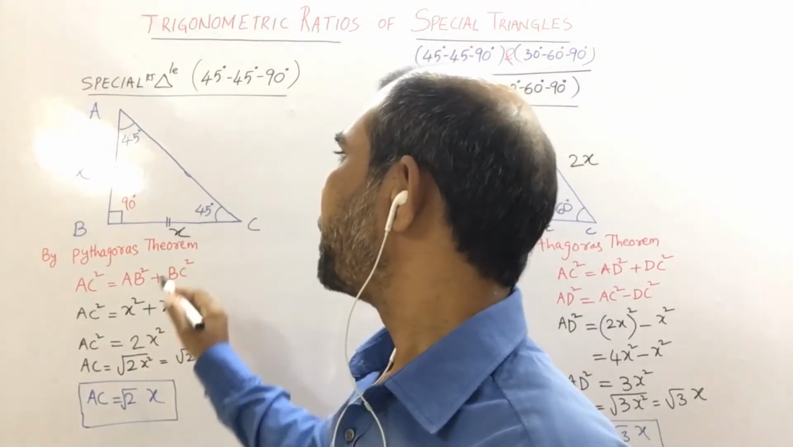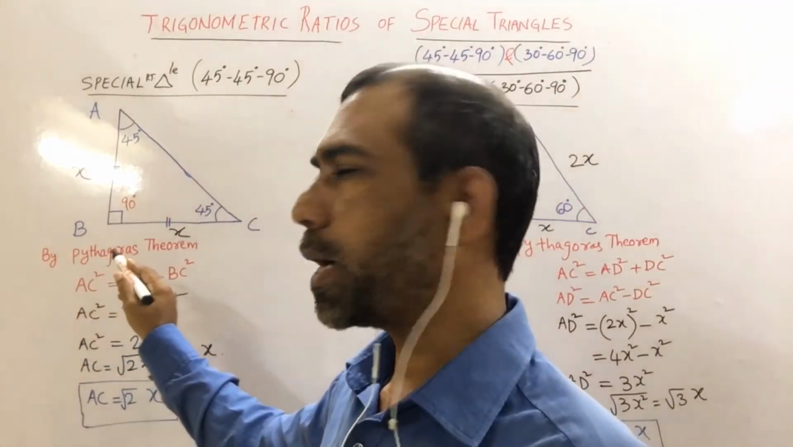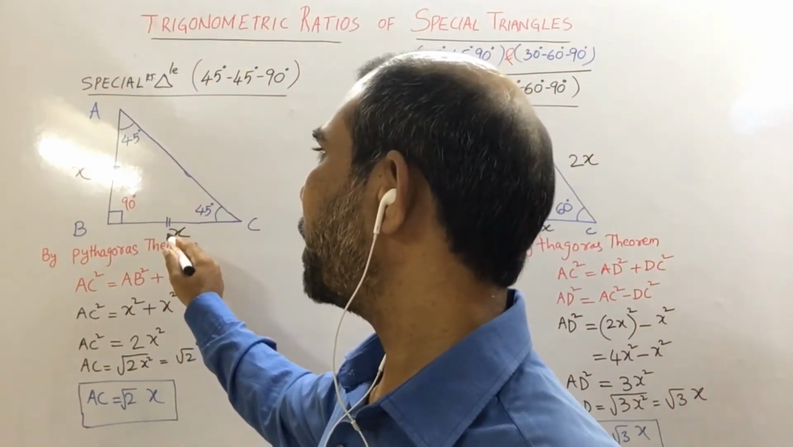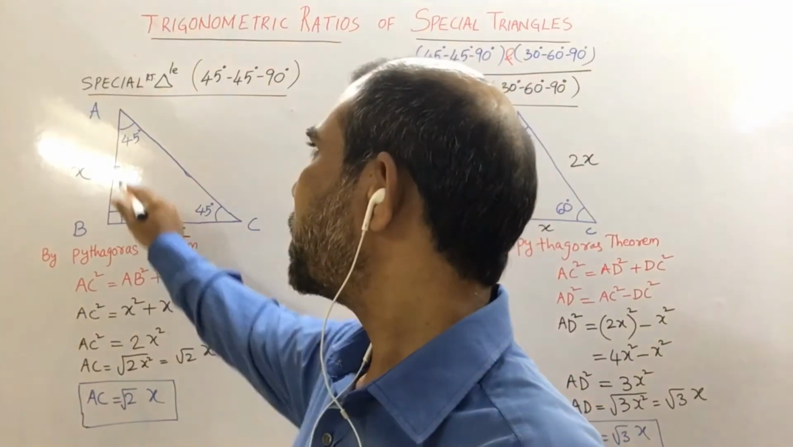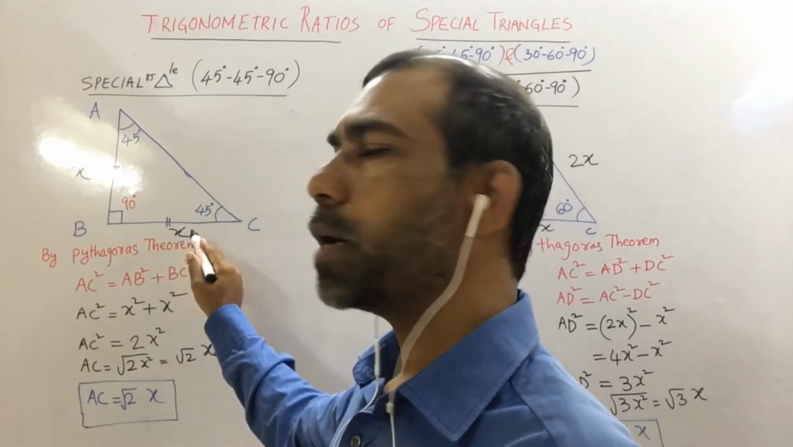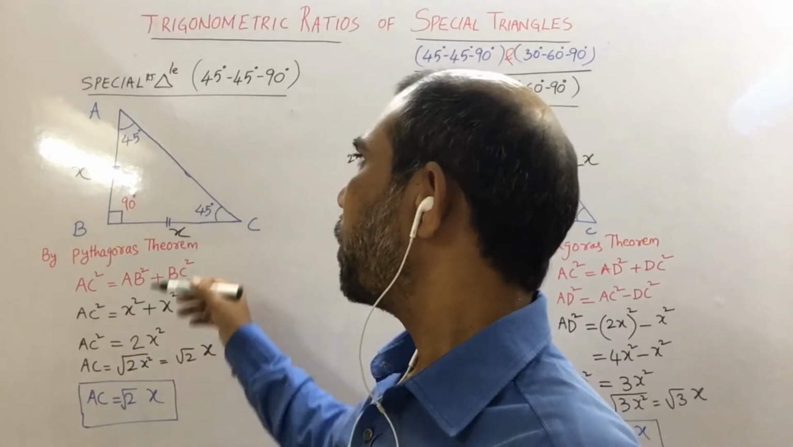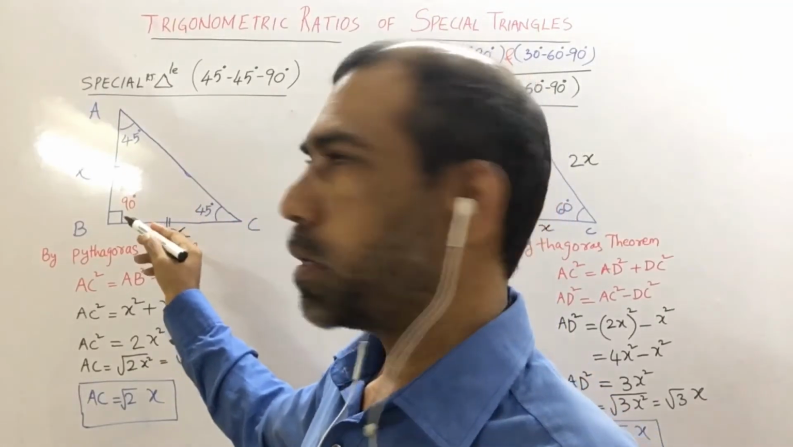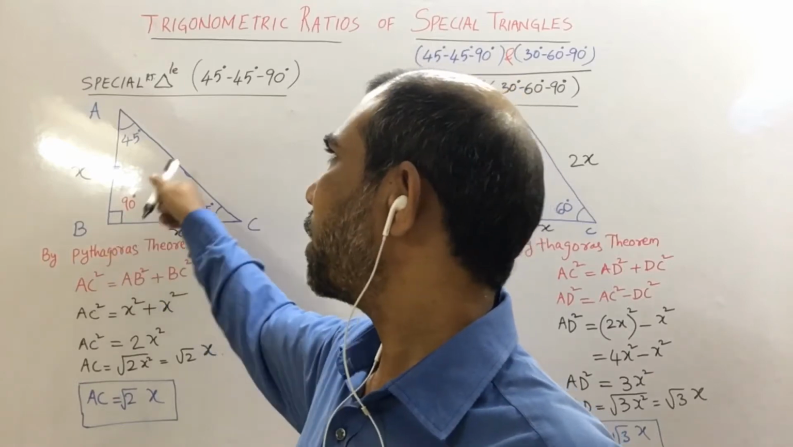Look here, let us assume the measure of the equal sides of the isosceles triangle is x units. So, here AB is x, which is equal to BC, that is also x units. Now, we need to find the hypotenuse here. The hypotenuse is AC, which is opposite to the right angle.